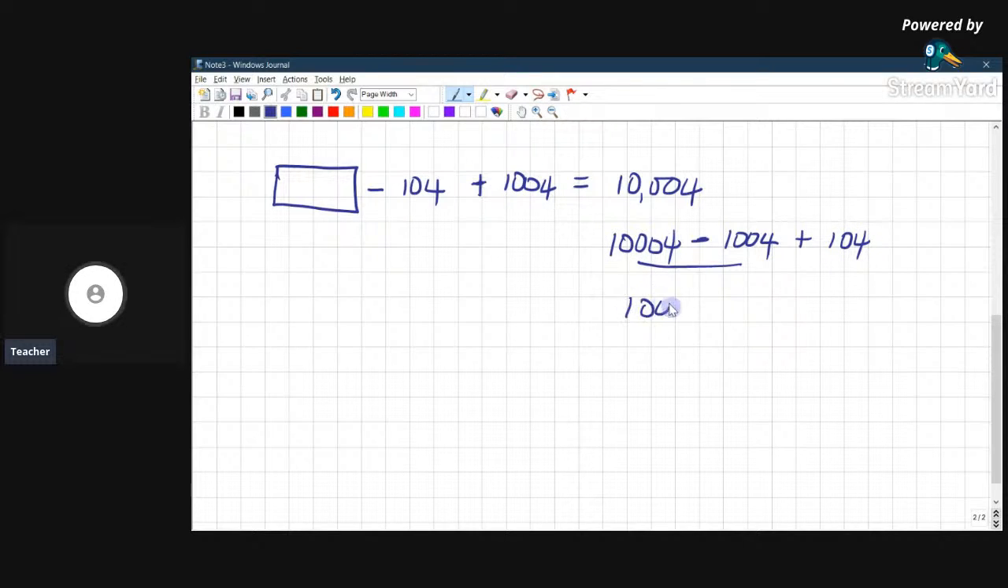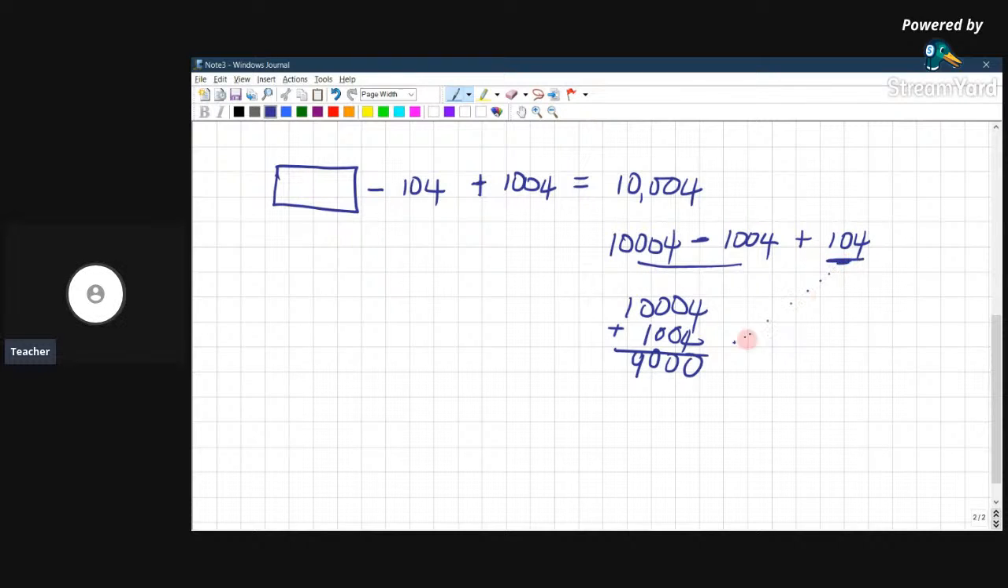So 10,004, and we're going to take 1,004 from this. So 9000. When we take this away, 4 from 4, and 1 from the 10 here would be 9,000. Right? So we have 9,000.